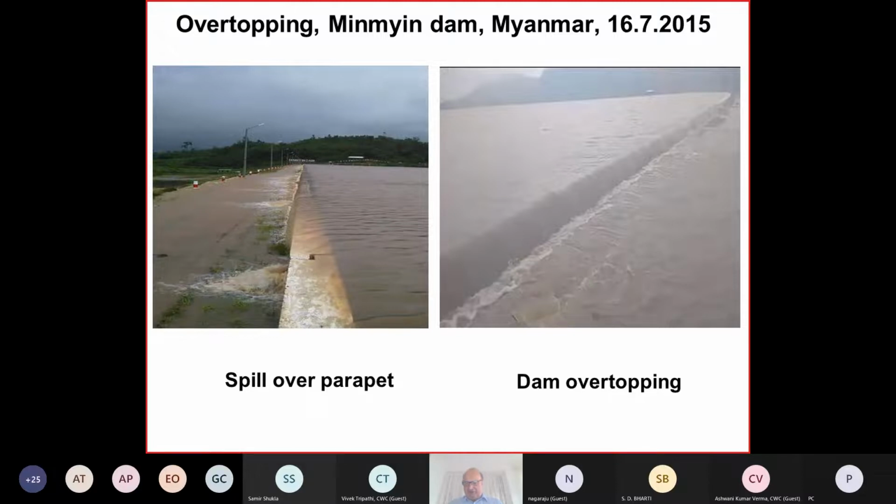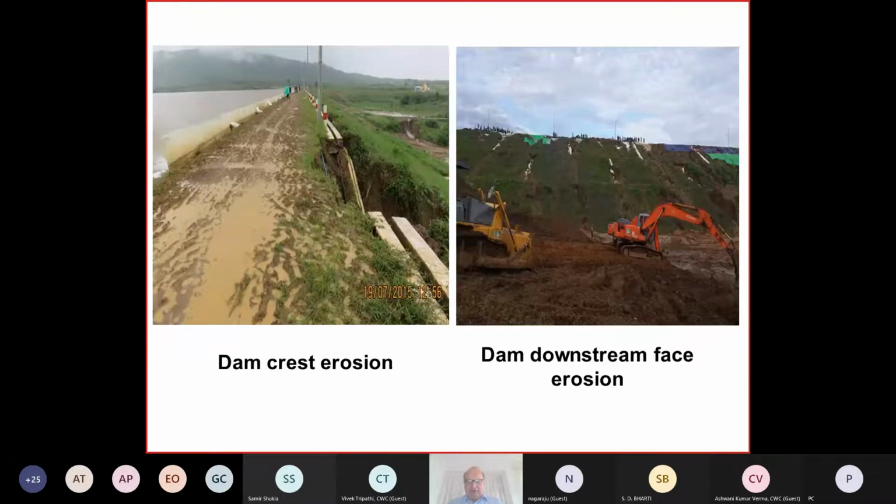So there was this extreme rainfall in July 2015, and we see here after the earthquake, we have this parapet wall which I mentioned. After this event, the downstream face has quite some erosion.